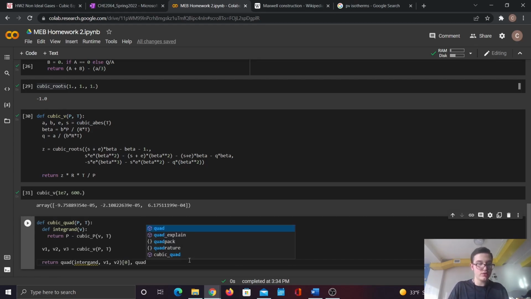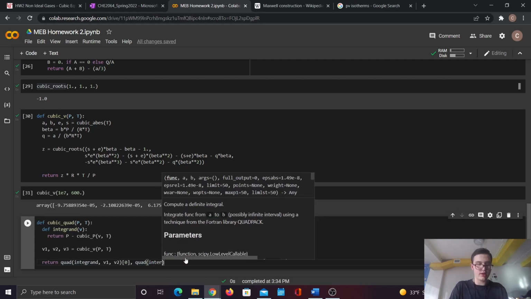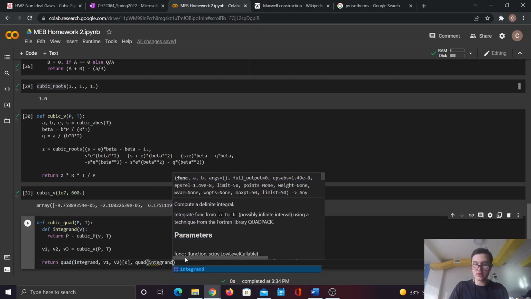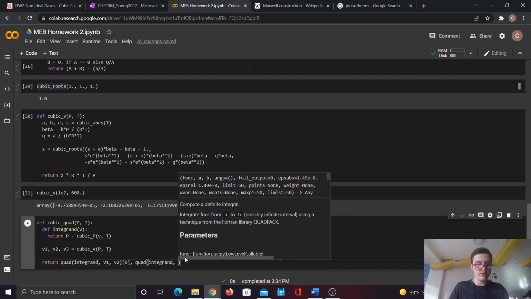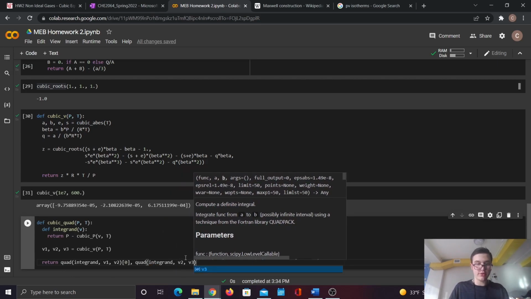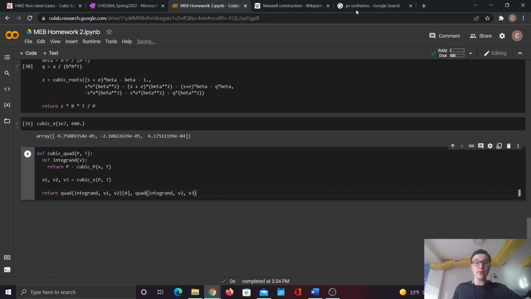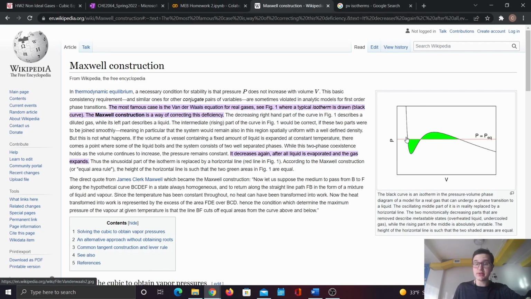Spelling error. Integrand, here we go. And we're doing the same thing for the integrand from volume 2 to volume 3. Now, what this will do is give the areas from here, this area from volume 1 to volume 2 under this curve, and the area under here from volume 2 to volume 3.